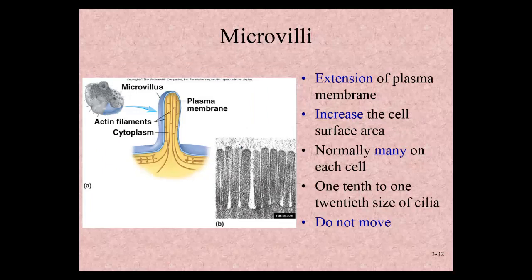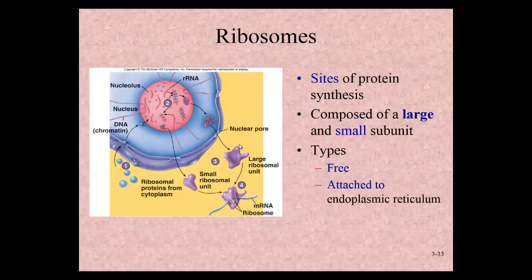Then we move inside the cell. We see special structures called organelles, and one of the first organelles we're going to talk about are the ribosomes. Ribosomes are produced in the nucleolus. That's the job of the nucleolus. It's a small round structure within the nucleus. The job of ribosomes, these small little blue structures, is to make protein.